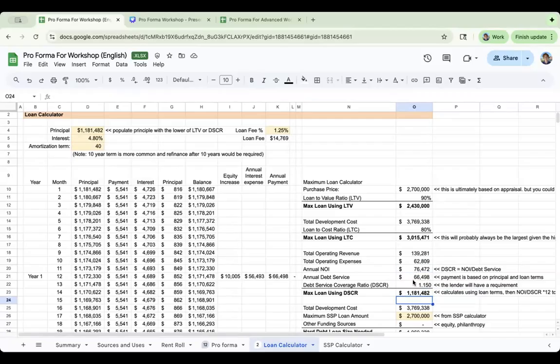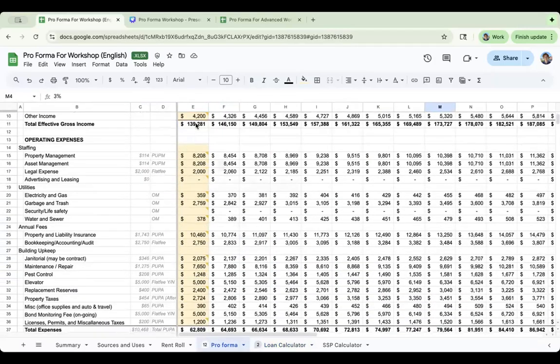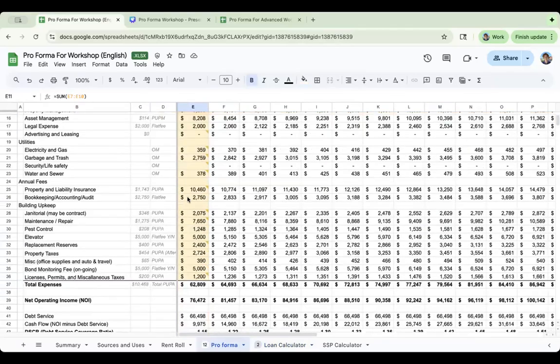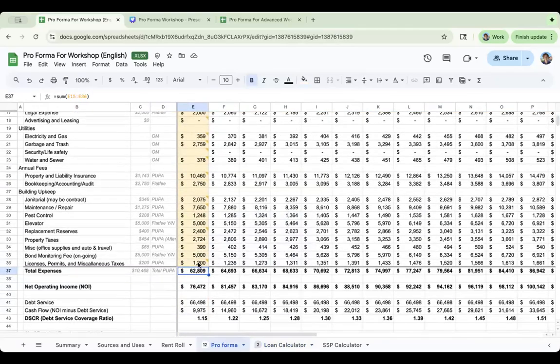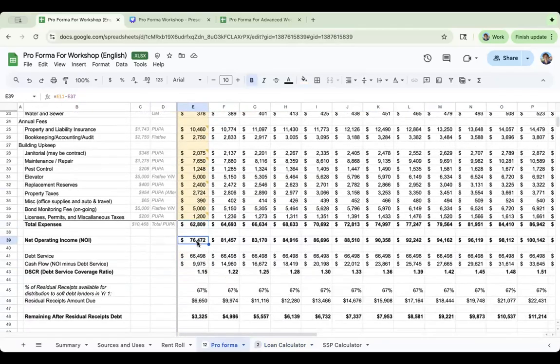Okay, great. So the other number we want to note while we're on this page is the annual debt service. So this is just how much money we'd have to pay every year on that loan. And you can see it broken out here if you want more detail. But it's $66,000 a year. So now this number comes in here. Okay, so we've looked at our income, we've looked at our expenses. Here is our NOI, right?